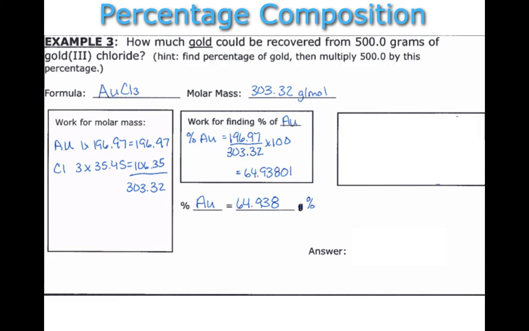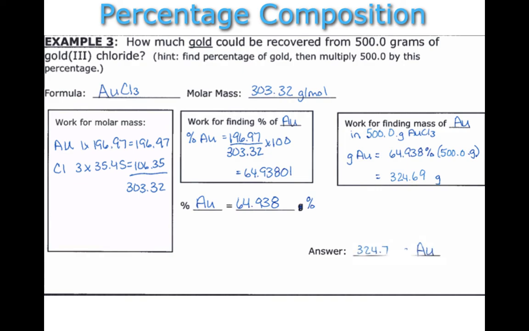Now, the next part of this is to take that 64.938% and figure out how many grams that would be in the 500 grams of the gold 3 chloride. So all we're going to do is find 64.938% of 500. So you can multiply by the percent, which you're going to have to divide by 100, times the 500, and you have a total mass of 324.69 grams of gold. So if you had 500 grams of gold 3 chloride and you could extract that gold, you would end up with 324.7 grams of gold.